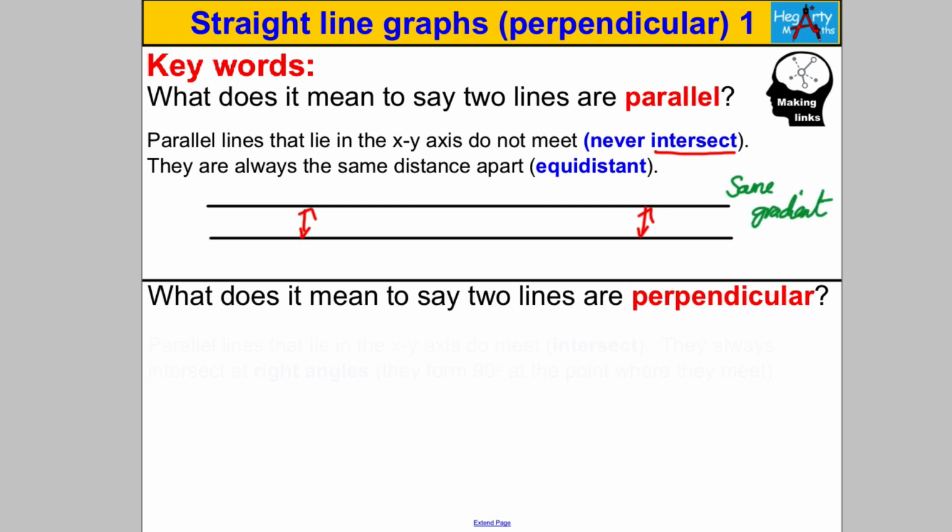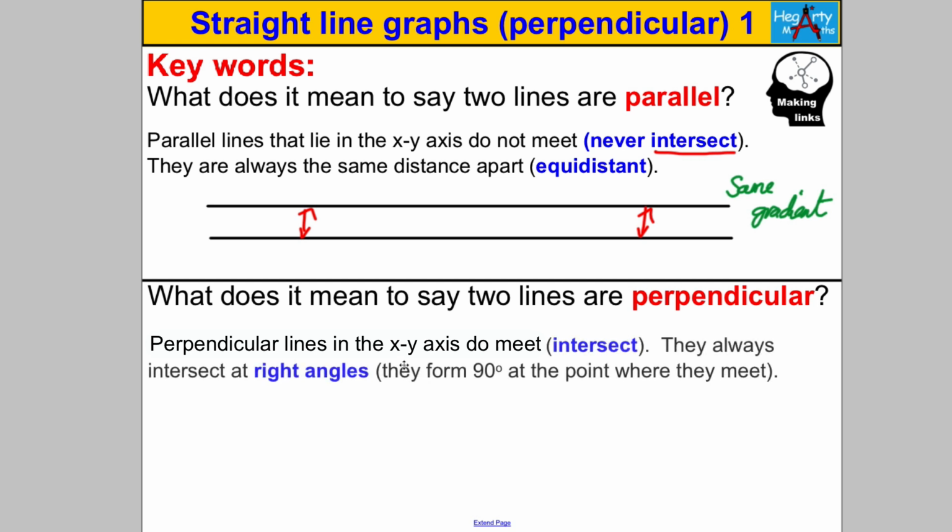Okay? Now what do you think it means if two lines are perpendicular? Have you heard that word before? Well, it's kind of the opposite to parallel. So because parallel lines never meet, these are going to meet, and more than that, so perpendicular lines do meet, they do intersect, and they always intersect at right angles. They form 90 degrees at the point where they meet.